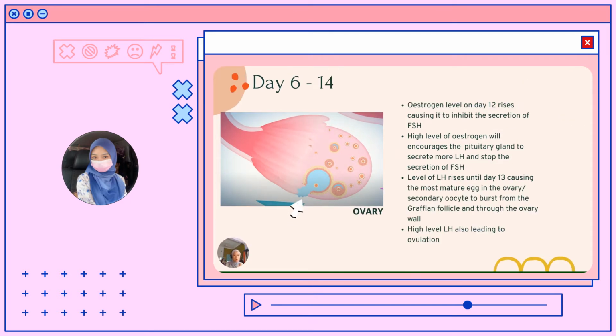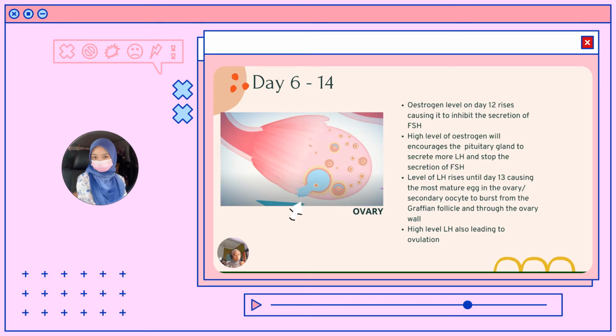Back to the main topic, on day 6 until 14, the estrogen level on day 12 rises, causing it to inhibit the secretion of FSH, meaning that a high level of estrogen will encourage the pituitary gland to secrete more luteinizing hormone and stop the secretion of FSH. So when the estrogen level is at the peak, it will inhibit the secretion of FSH. The high level of estrogen also encourages the pituitary gland to release more LH so that it will stop the follicle stimulating hormone secretion.